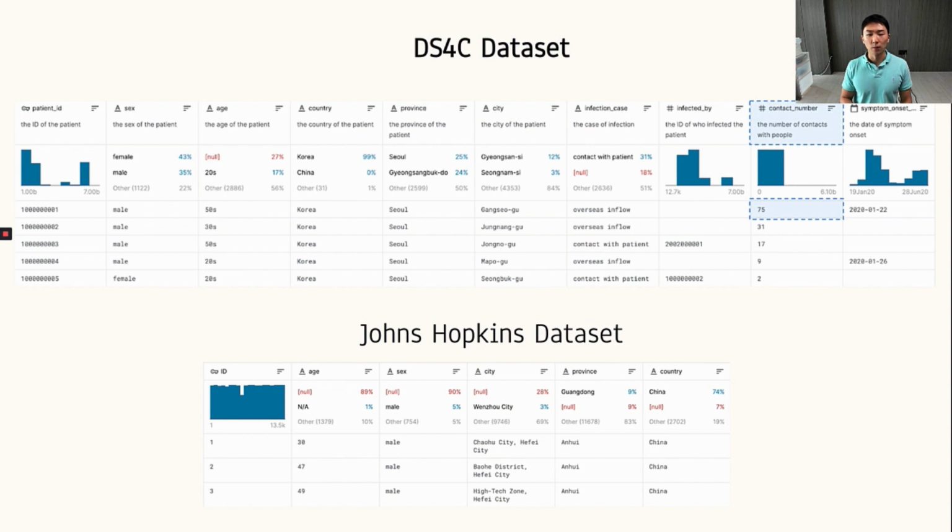In the third column, we have the cumulative number of people each patient came into contact with. You can see that the first row patient came into contact with a total of 75 people. In the final column, we have self-reported symptom onset dates for each patient, and the first row patient's symptoms started on January 22nd. So you saw the abundant patient data that our dataset contains. But this isn't all that makes the dataset special.